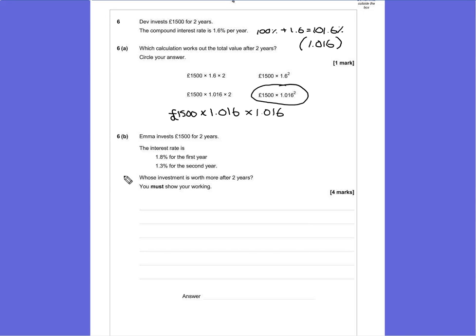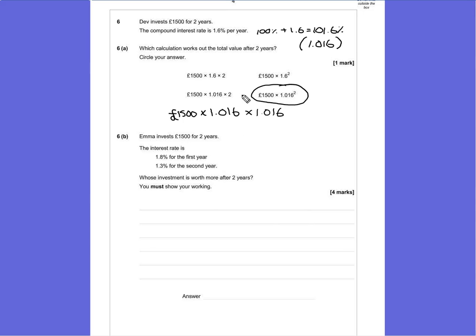Question 6b. Emma invests £1,500 for 2 years. The interest rate is 1.8% for the first year, 1.3% for the second year. Whose investment is worth more after 2 years? You must show your working. If you made a mistake in the first section but you continue to use the answer that you've circled, you will still be able to pick up method marks here.